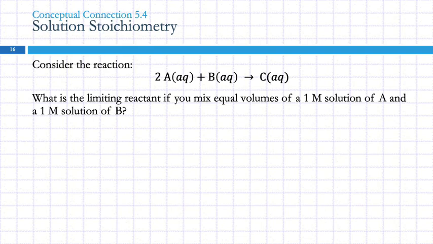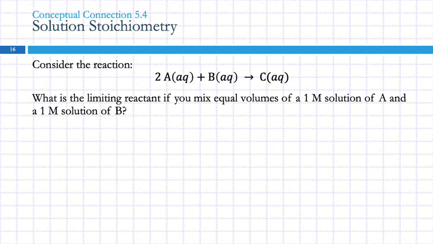Here's another one. Consider the reaction 2A plus B goes to C. What is the limiting reactant if you mix equal volumes of a 1 molar solution of A and a 1 molar solution of B? This kind of question bothers a lot of students because they're like, I've figured out how to do the calculation, but you're not giving me enough numbers to actually do a calculation here. You're going to make me think about it? But it said equal volumes. So if you really wanted to do a calculation, you could make up a number. Say, I'm going to pretend that the equal volumes are 1, whatever.